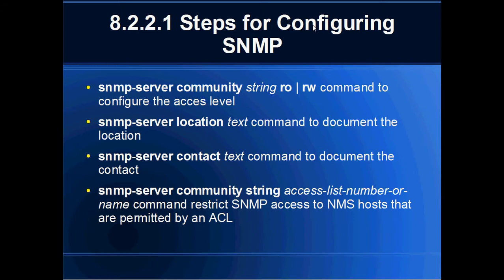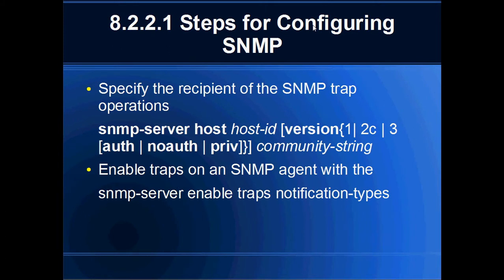To restrict SNMP access to NMS hosts that are permitted by an ACL, use the snmp-server community string command followed by the access list, either its number or its name. To specify the recipient of the SNMP trap operations, use the command snmp-server host followed by the host ID, specify the version and the mode, and the community string.